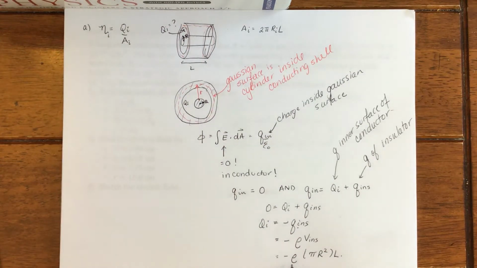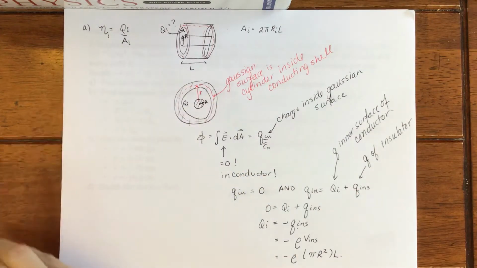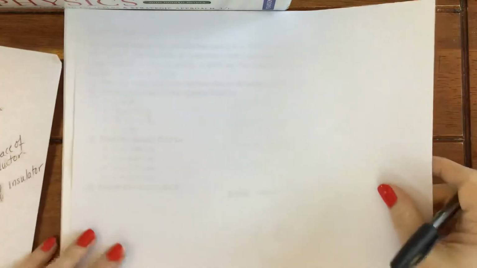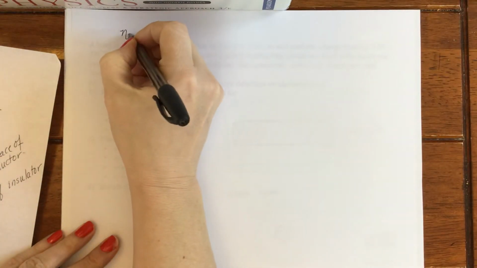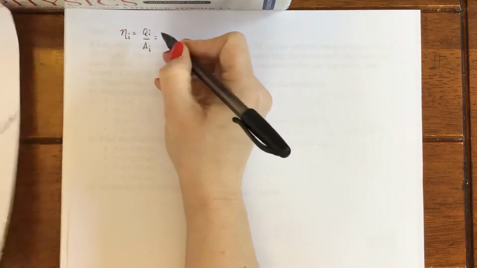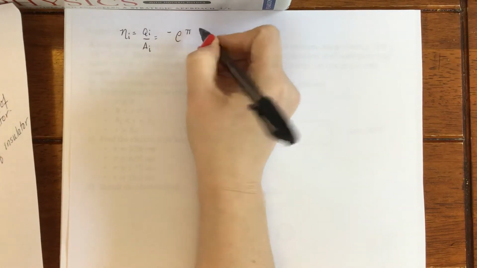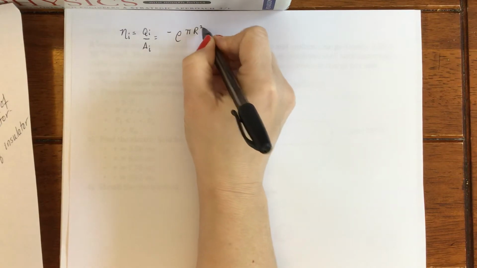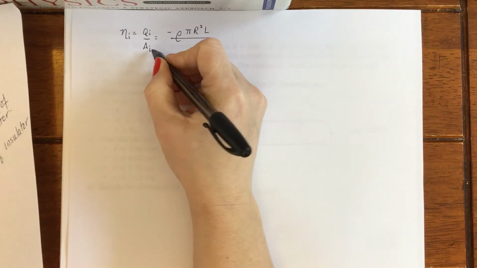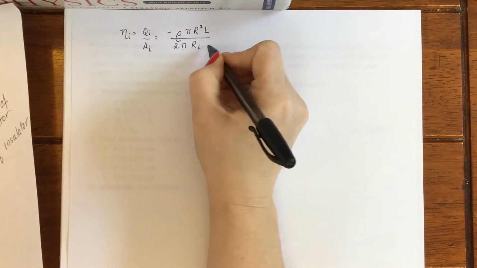So there's the charge inside on the inner surface of the conducting shell. Let's put that together with our expression for our charge density and find what the charge density is equal to. So the charge density on the inner surface of the conducting shell is the charge on the inner surface of the conducting shell divided by the area, negative of the charge density of the insulator times pi times the radius of the insulator squared times the length of the insulator, divided by the area of the inner surface of the conducting shell, 2 pi times the radius of the inner surface of the shell times L.